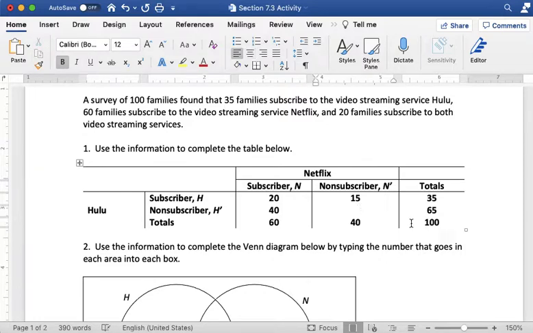And finally, I can figure out the number of people who don't subscribe to either subscription in a couple different ways. I know that 40 plus that number has to equal 65. So I can subtract and get 25. I could also use 40 minus 15, because 15 plus that number has to equal 40. And I should get the same thing either way, just to make sure that all my numbers are adding up here. So that's how I fill in the table.